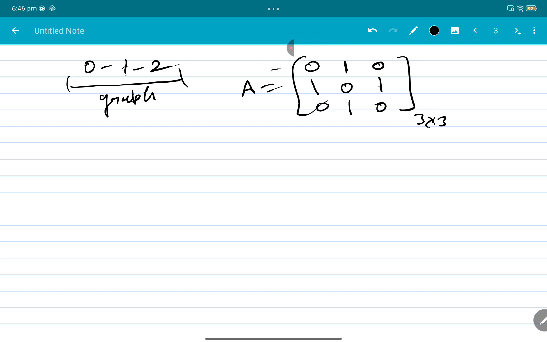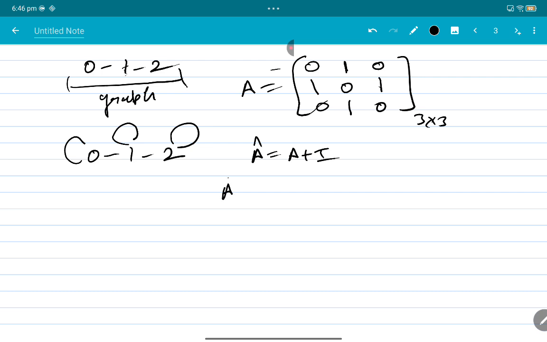Now the second step is that the nodes are not connected with themselves. In order to connect them with themselves, we will add self loops, so 0 is connected with 0, 1 is connected with 1, 2 is connected with 2. How will we do that? We will define another adjacency matrix, A hat, which is equal to A plus I. We will add the identity matrix to matrix A.